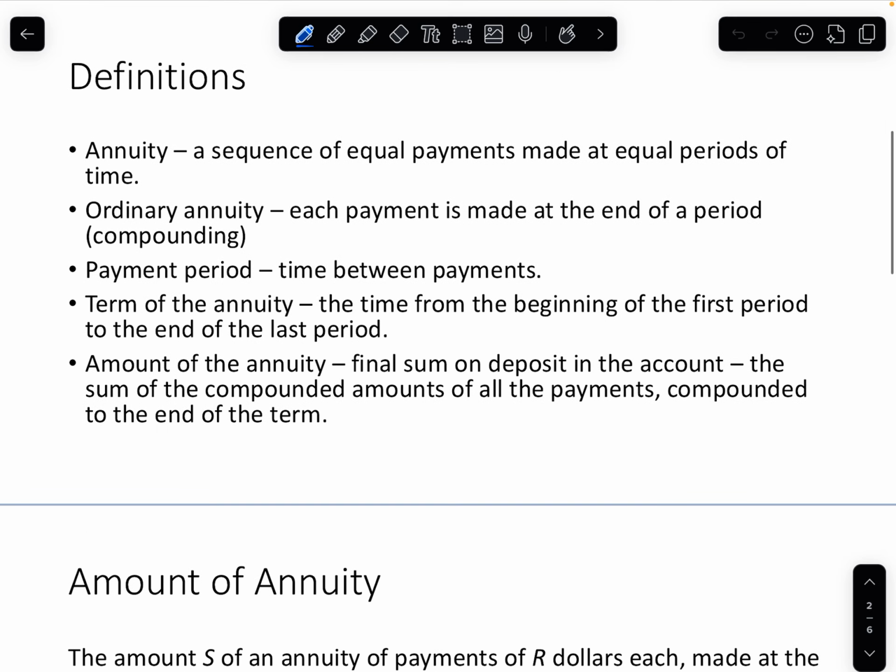So a couple of definitions. An annuity is a sequence of equal payments made at equal periods of time. An ordinary annuity is one where each payment is made at the end of a period, aka compounding. A payment period is the time between payments. The term of the annuity is the time from the beginning of the first period to the end of the last period. And the amount of the annuity is the final sum on deposit in the account, which is the sum of the compounded amounts of all the payments compounded to the end of the term.